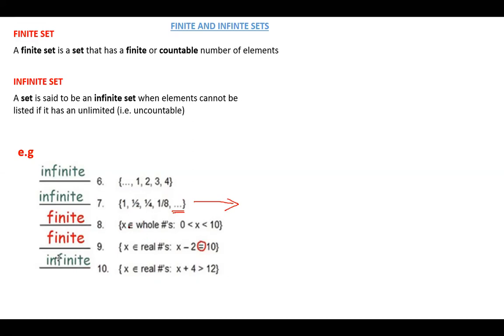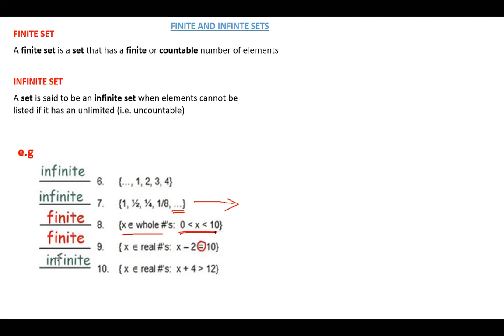And then let us look at this one. Why is it a finite set? Because when you look at it, it's in set builder notation, and it says x is a member of the whole numbers, and these whole numbers are between 0 and 10. So this set can be listed. If a set can be listed, it simply means that it's a finite set.